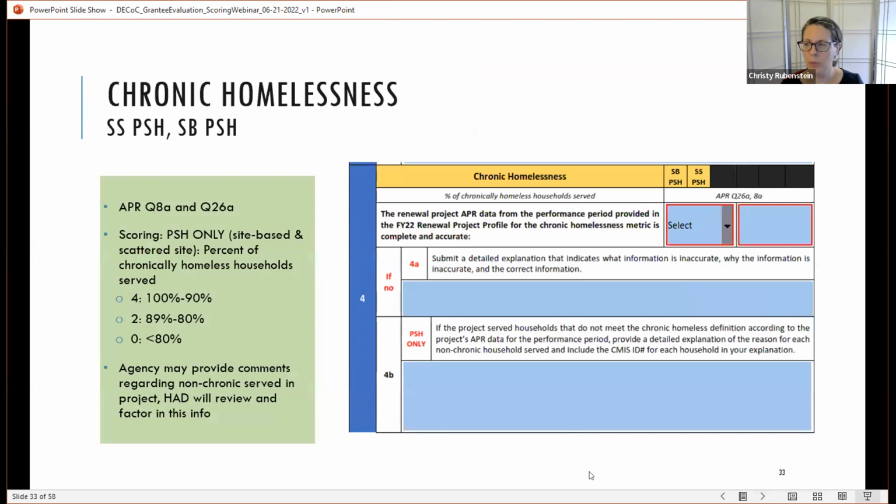Chronic homelessness, this one applies only to our PSH projects. It's question 26A primarily. The percent of chronically homeless households served: if you're over 90%, you'll get full points. If you're from 80 to 89%, half points. Under 80%, no points. Agencies will have the opportunity, in this box here, to provide information about households that did not meet the definition, but you have a reason for why they're in your project, and that will be reviewed.